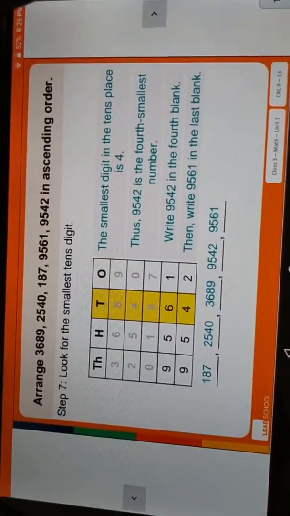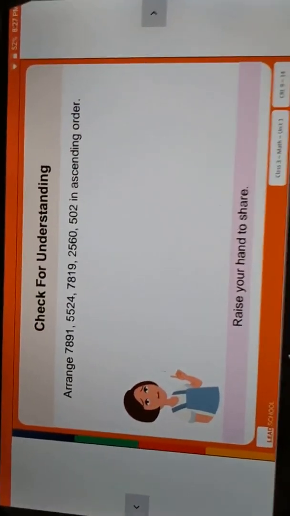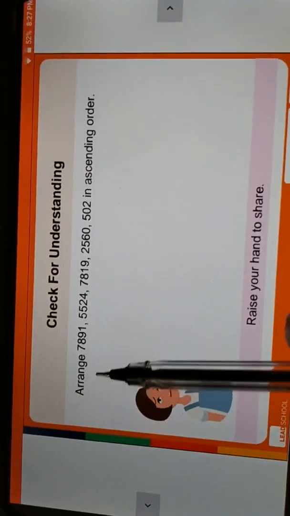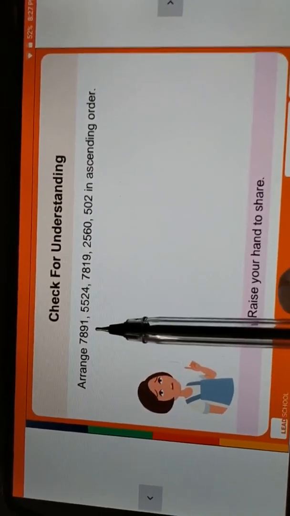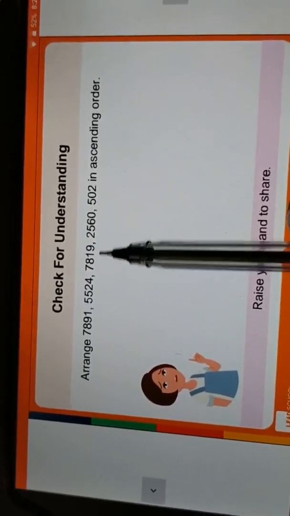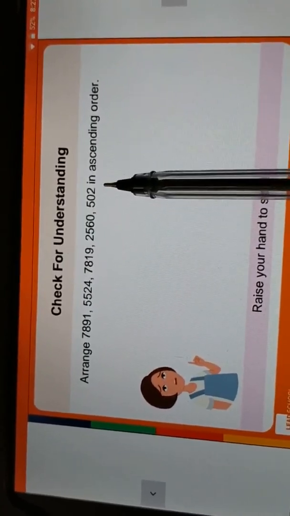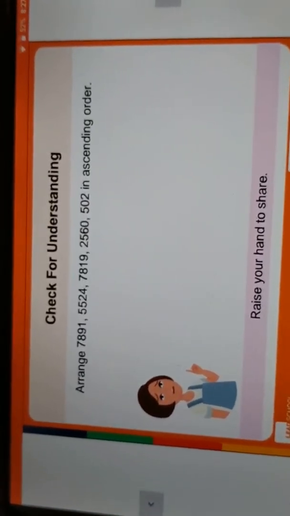Okay students, I hope your work is complete. Now we'll start another example. Now see, arrange the 7891, 5524, 7890, 2560, 502. We have to arrange this in the ascending order.